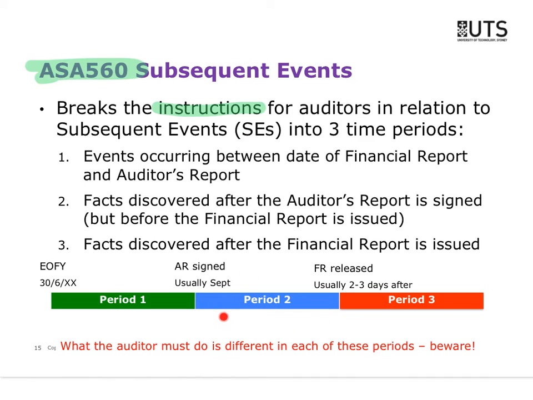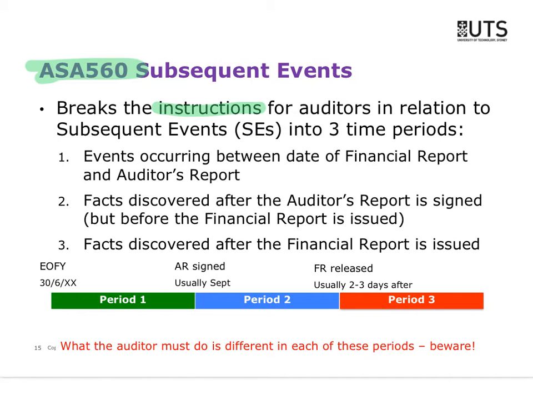So in this period, there are, again, instructions on what to do with adjusting events and non-adjusting events, and the instructions are different to period 1. And then in period 3, after the financial report is released, if we discover something here, then again we have a third set of instructions on what to do, okay? Now, for me to go through all of those instructions in the lecture would probably take us about 20 minutes.